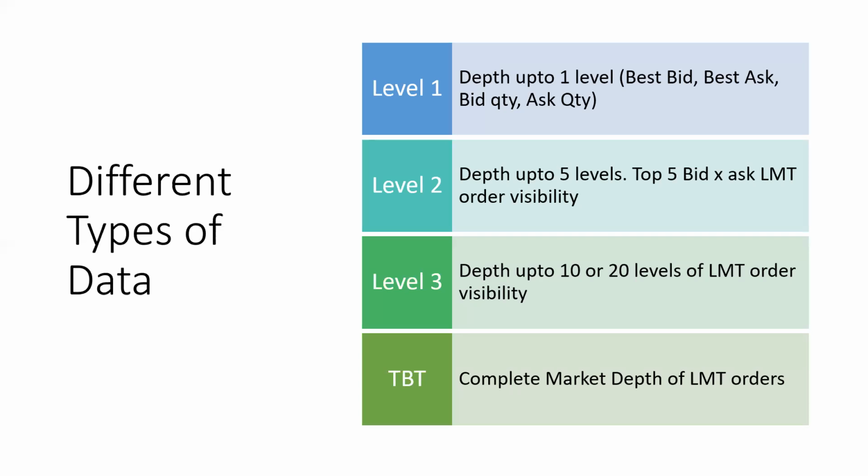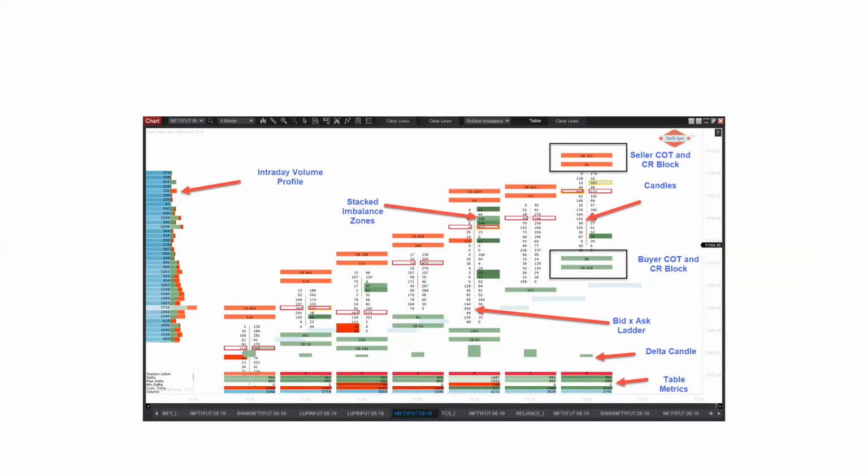If you have level 2 data also, you can generate order flow data. So here are some of the building blocks of order flow. The bid and ask ladder is the most important one, which looks like a ladder, and this is what we call an order flow block. The one executed on the buy side and the sell side, put together, we call a bid and ask ladder.